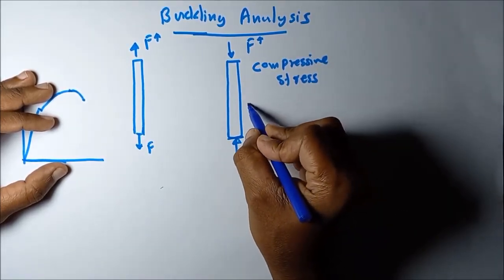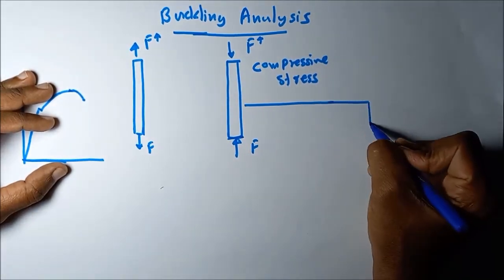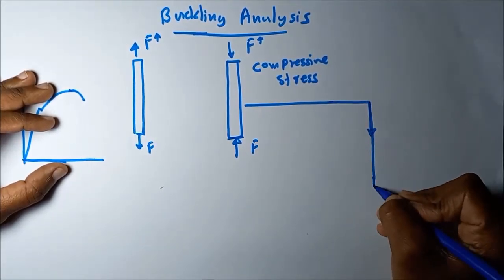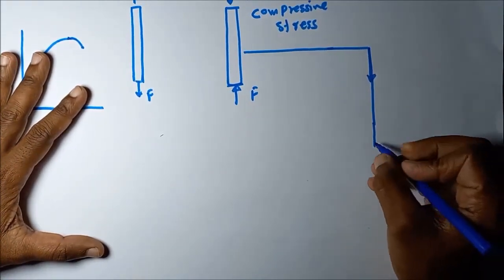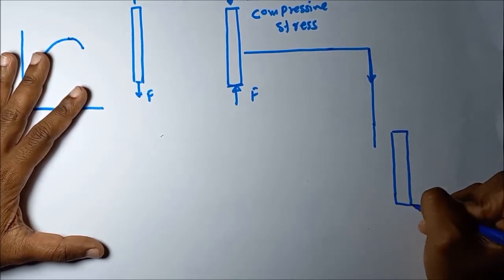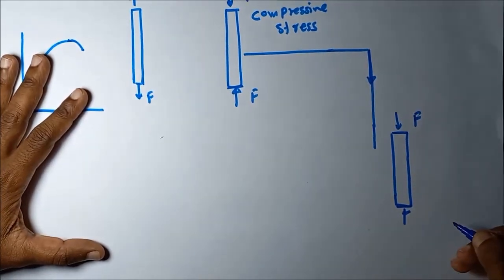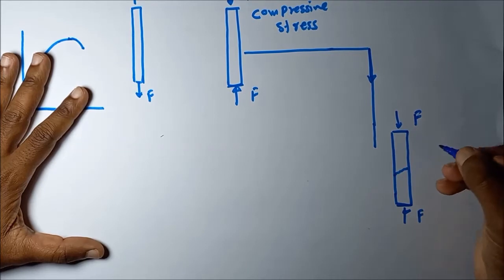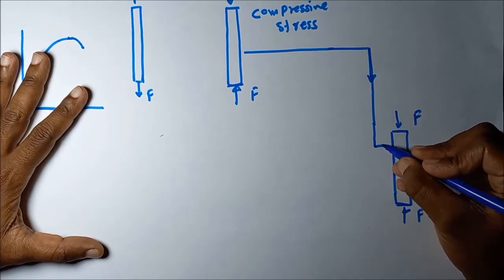There are two methods to fail this component. One method is due to exceeding the ultimate compressive stress. The material has a certain compressive stress limit. Beyond that limit, it will fail due to crushing. Due to exceeding the ultimate compressive stress, it will crush and fail. That is one of the methods.